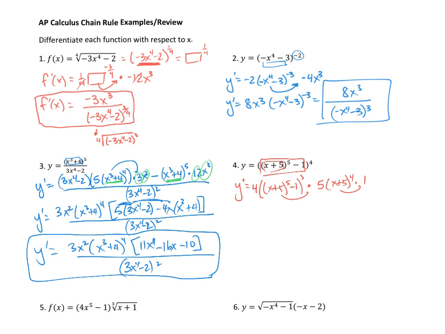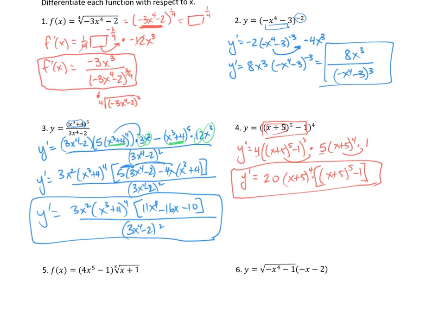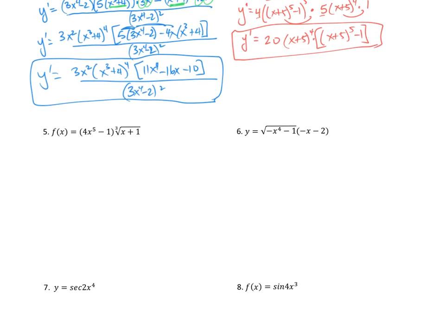So now, cleaning all of this up, we're going to get y prime equals, this will be 20, the 4 times the 5, and now we'll have that x plus 5 to the fourth power, and this will be times this x plus 5 to the fifth minus 1. All right, let's scroll this up, and we can see what the next problems are.